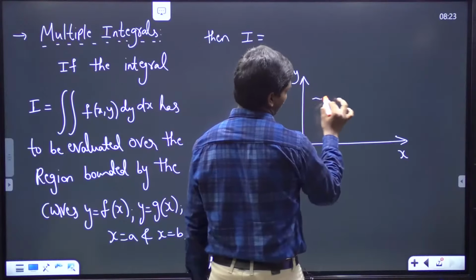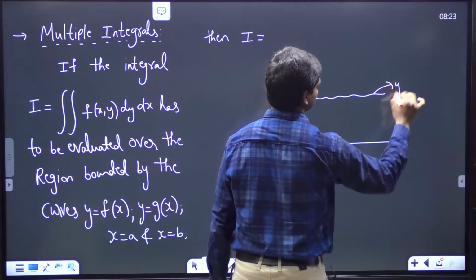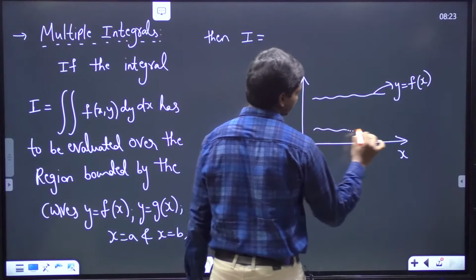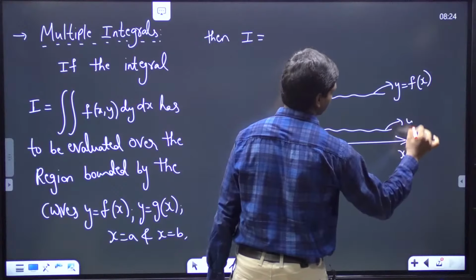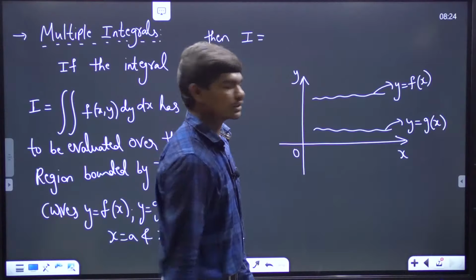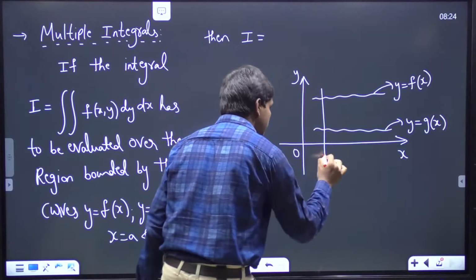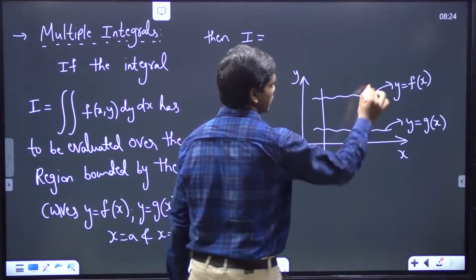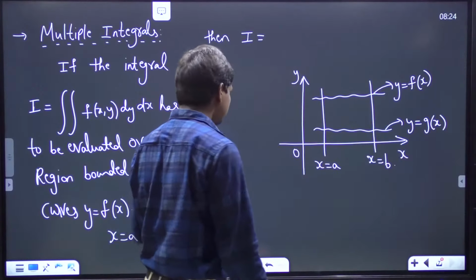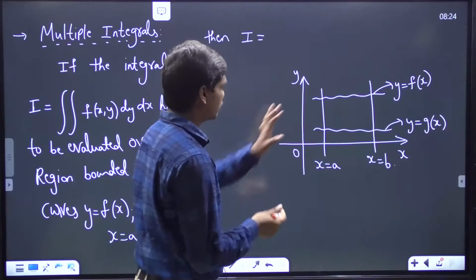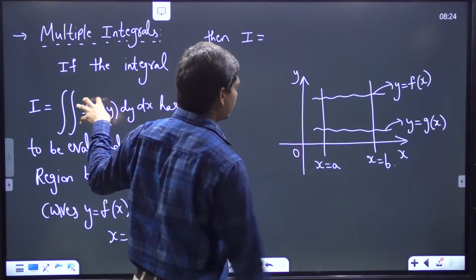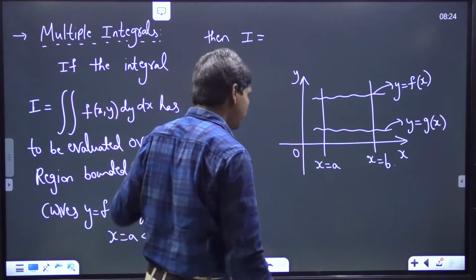Now y is equal to f of x. Let us suppose this is something like this. y is equal to f of x. Similarly, y is equal to g of x. These are two functions. Then there is a line x is equal to a and x is equal to b. So these are the four curves which are given like this, and this is the region bounded by these four curves, and you need to evaluate some function f of x comma y within this region, where this region is bounded by these four curves.